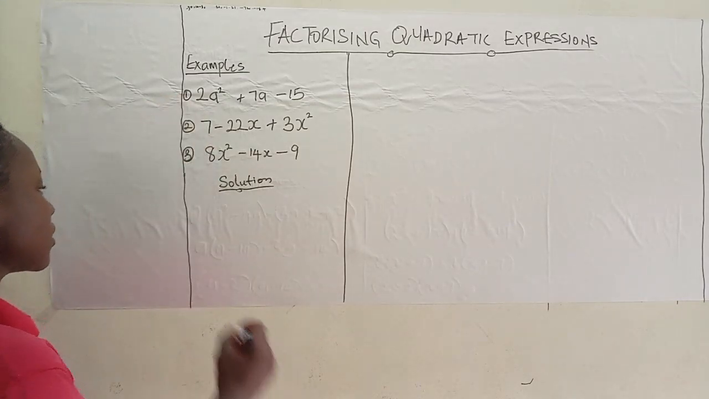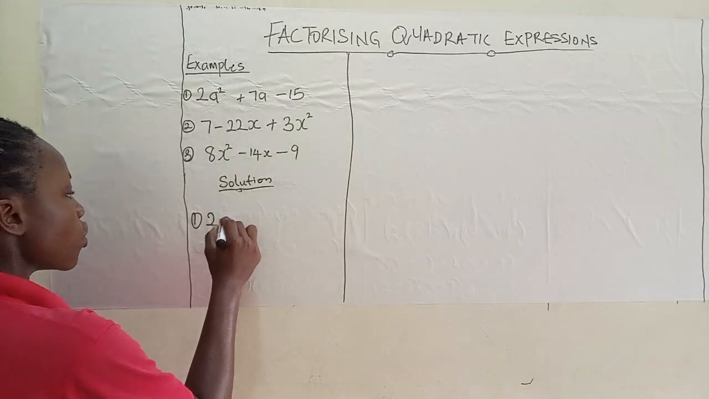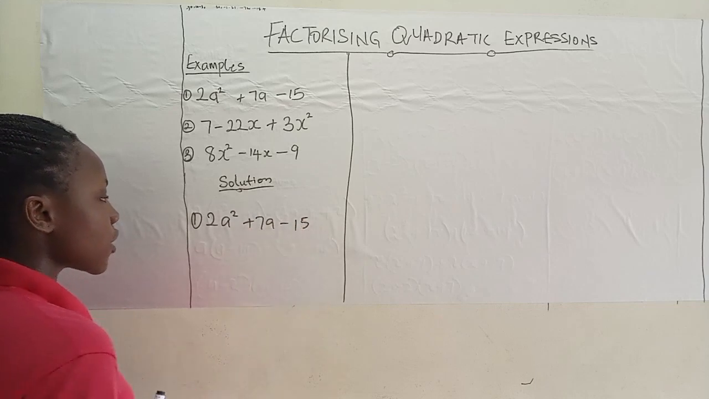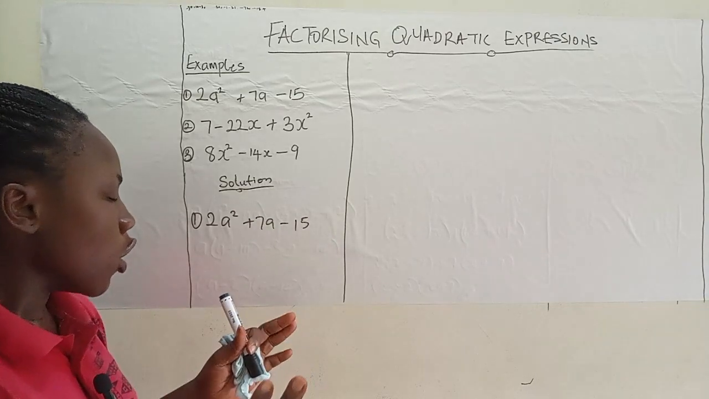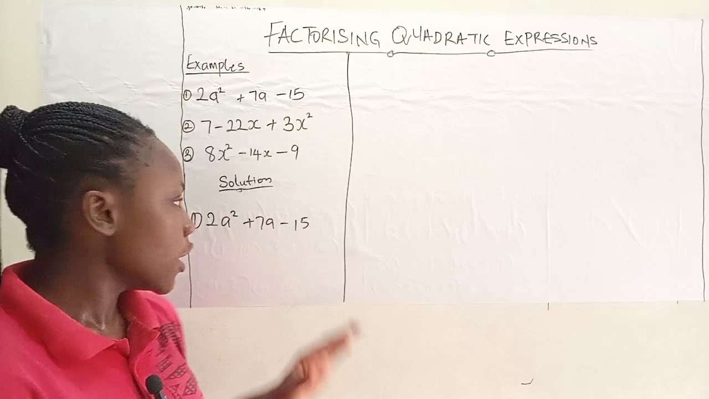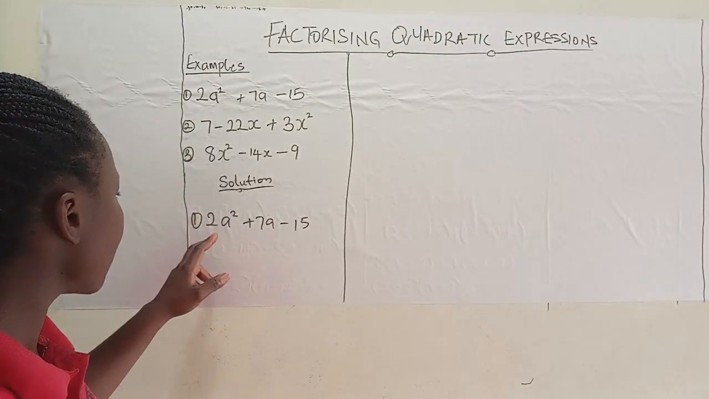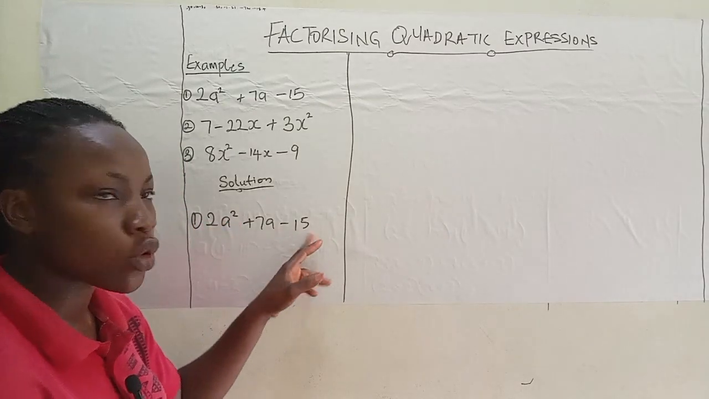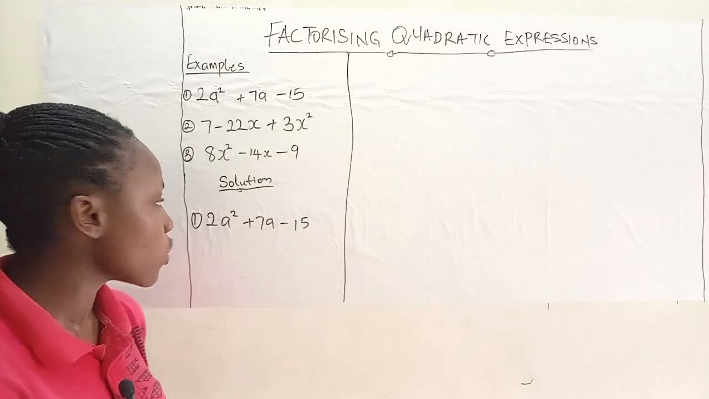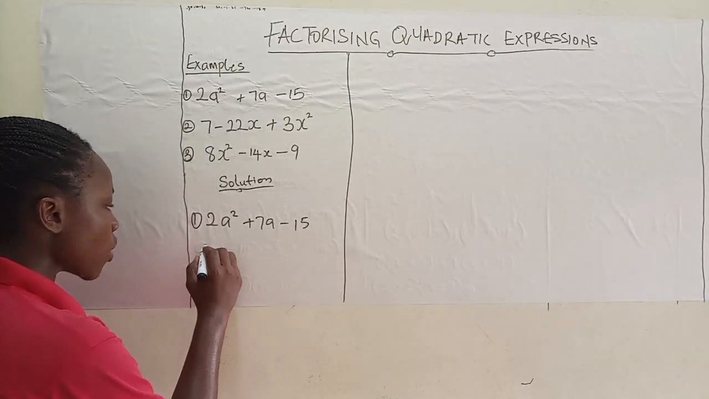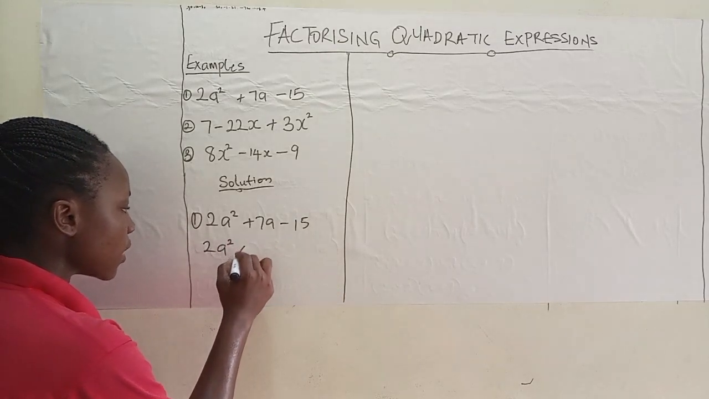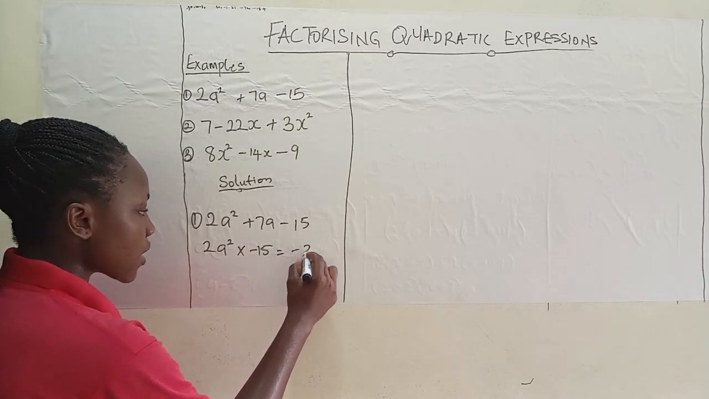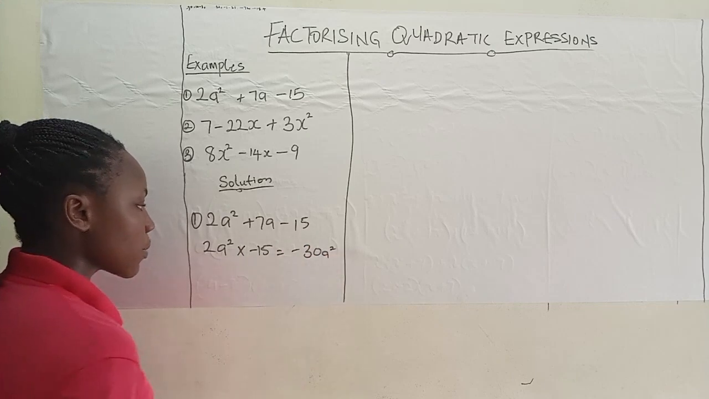So the first one is 2a squared plus 7a minus 15. Before we continue, we are to multiply the first number and the last one. We are to multiply them together. And once we do that, we are going to have 2a squared times minus 15, giving us minus 30a squared.